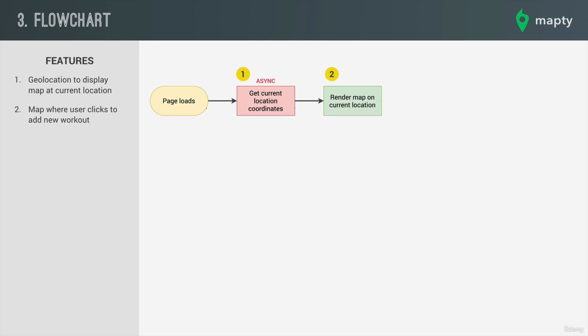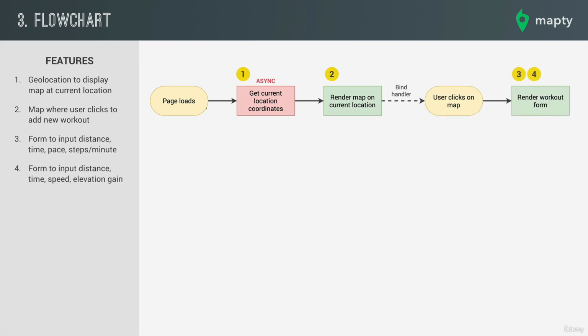So when the page does load, we want to start by getting the user's location coordinates using the geolocation API. Just like we decided on in the last slide, right? Then after that data arrives, we want to render the map centered on the current location of the user. Then we also already saw in the last slide that we need a form to input the data for cycling and for running. So we're going to need to display a form, and we will render that form whenever the user clicks on a certain position on a map.